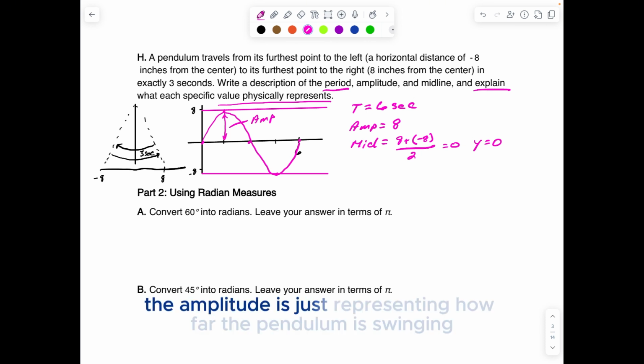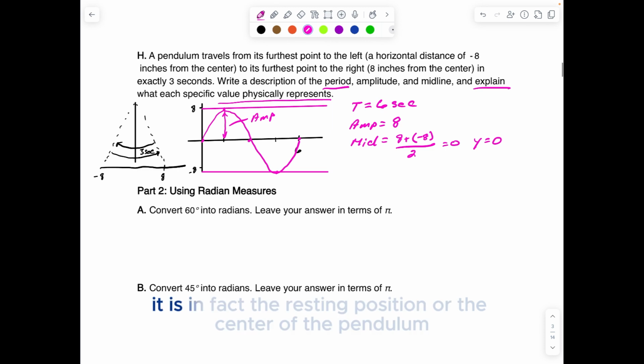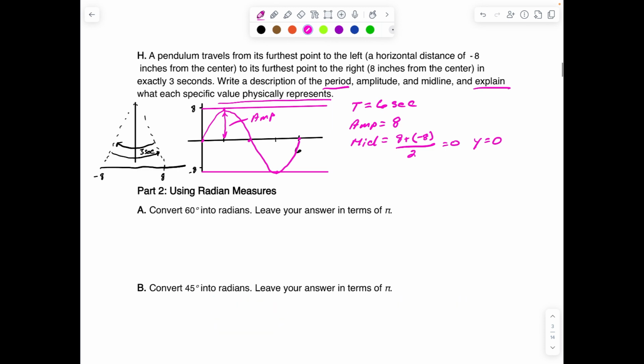The amplitude is just representing how far the pendulum is swinging from the center. And the midline is the average value. It is, in fact, the resting position or the center of the pendulum. And that's really it for that one.